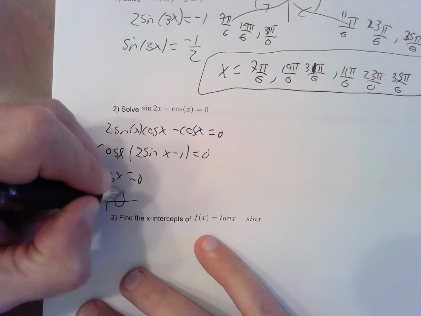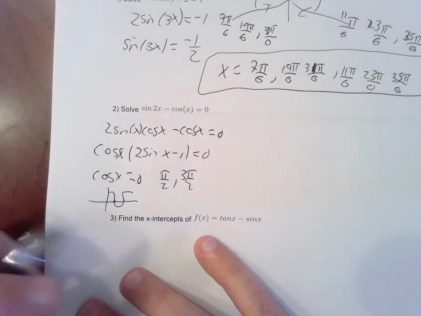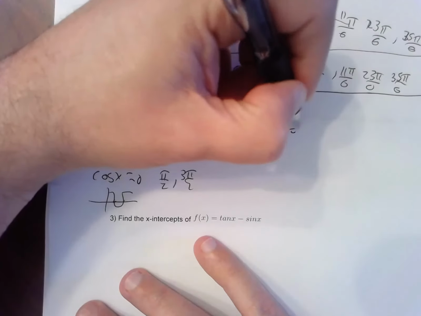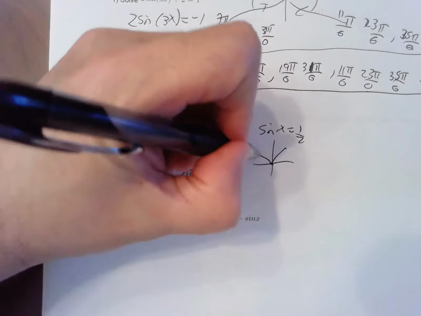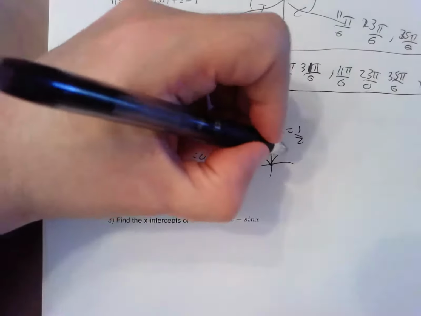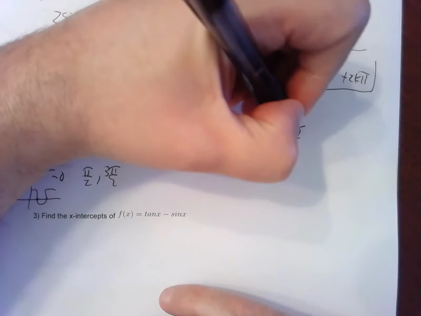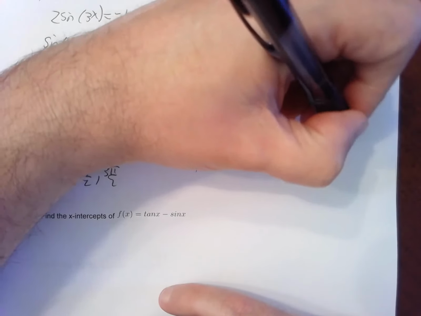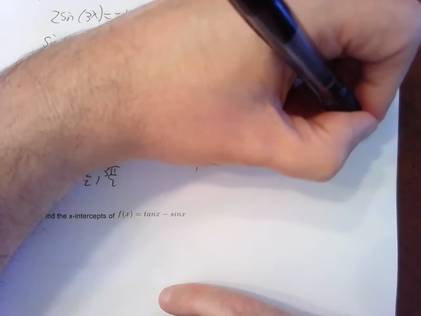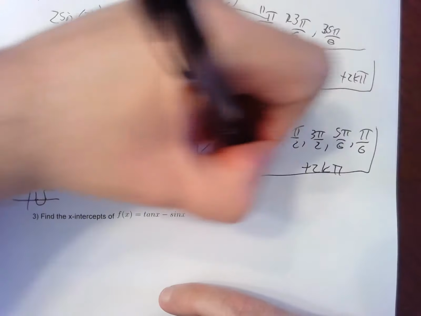Cosine equals 0 at pi over 2 and 3 pi over 2. And I want sine x equals a half. That's at 30 degrees and 150 degrees, or pi over 6 and 5 pi over 6. So we get x equals pi over 2, 3 pi over 2, 5 pi over 6, pi over 6. Probably should have written those in the other order, but it doesn't matter. Plus 2k pi. Don't forget the plus 2k pi.